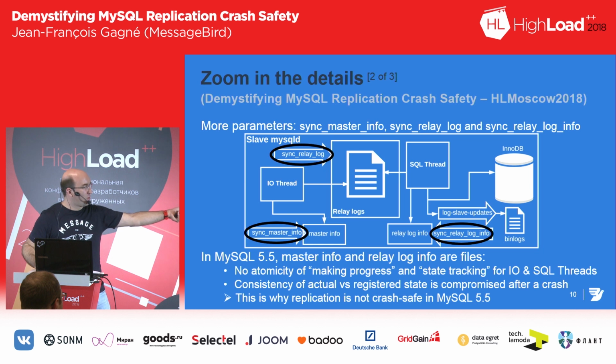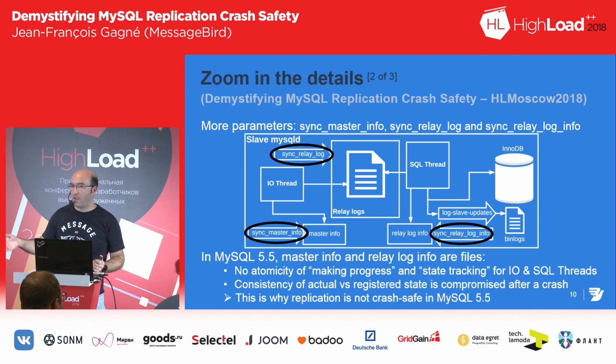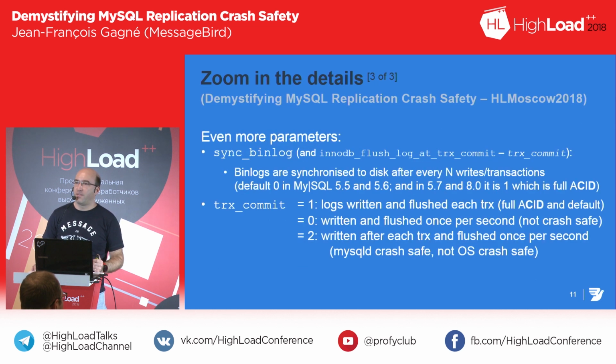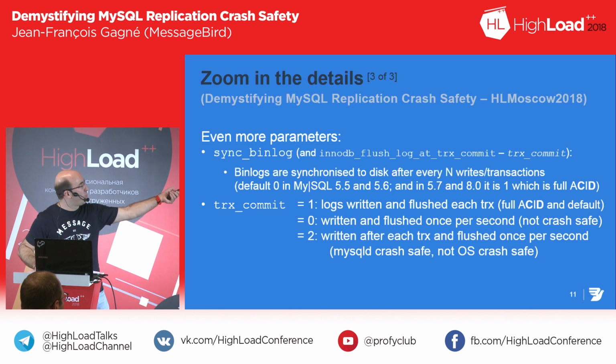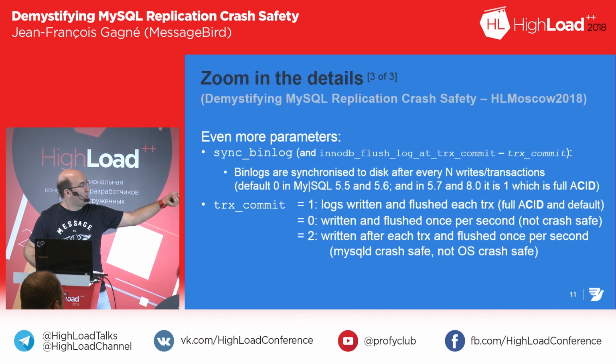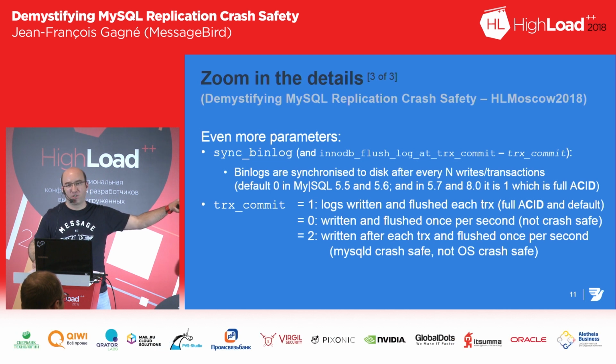And don't try to make it crash safe by setting those parameters to 1 to save after each event or after each transaction. It doesn't work. It's useless. So just before talking about how MySQL 5.6 will make all this crash safe, we will talk about two more parameters that are more related to durability: sync_binlog and the sister parameter in InnoDB, which is innodb_flush_log_at_trx_commit. This is a very long name, so I will call it TRX commit for short.